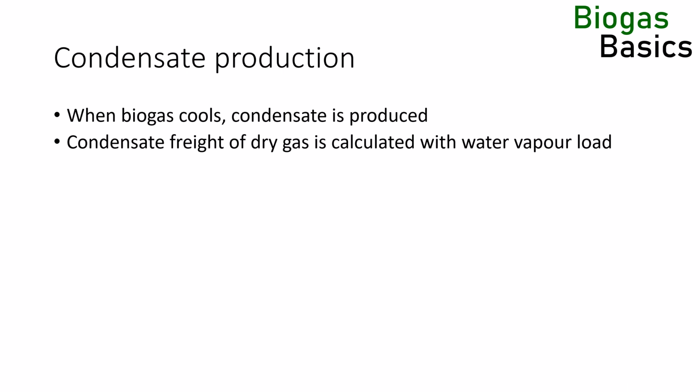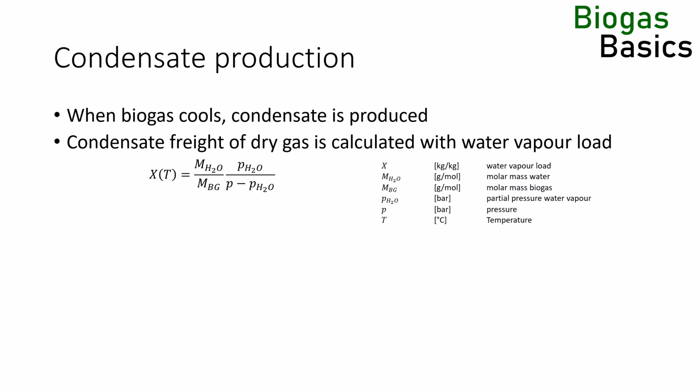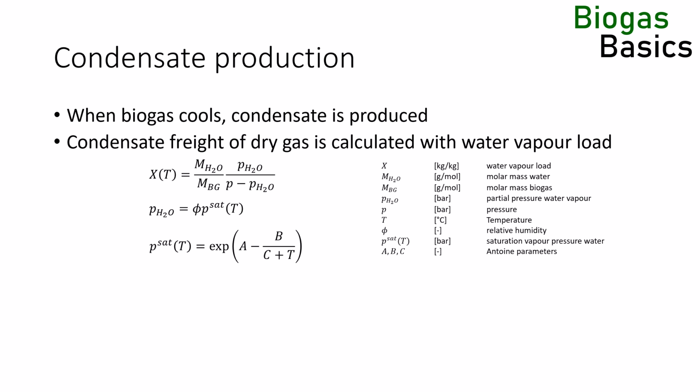The water load of dry biogas is calculated with the following formula. X of T equals molar weight of water, which is 18 grams per mole, over the molar weight of the dry biogas, times water vapor partial pressure over absolute pressure minus partial pressure of water. The partial pressure of water vapor is the relative humidity, phi, times the saturation vapor pressure of water, Psat. The saturation vapor pressure of water is calculated with the Antoine equation, as explained in the previous presentation.